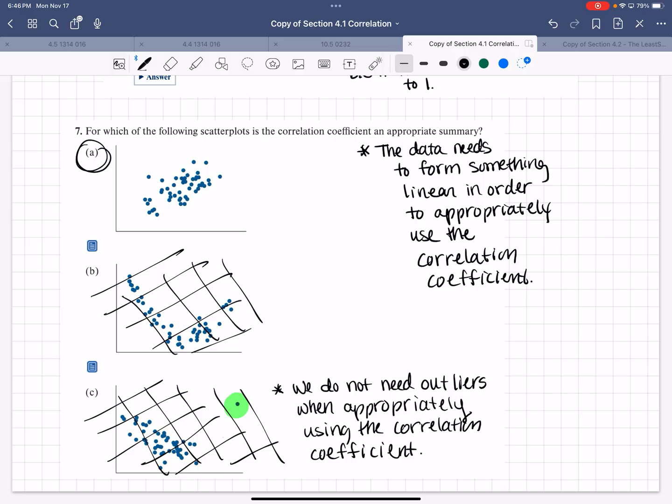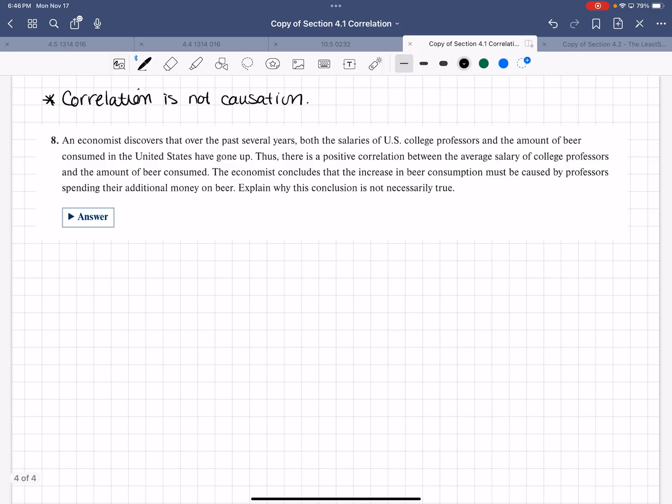And then 8, and this is the end of 4-1. Okay, this one's kind of funny. We don't typically use this particular example when we're talking with high school folks. We talk about the idea called correlation does not cause causation, okay? So here's the example we usually use.